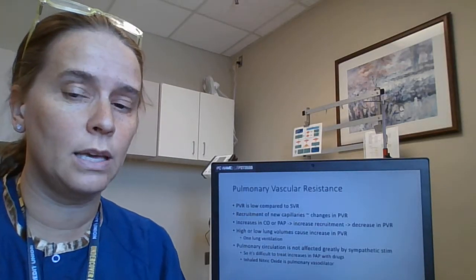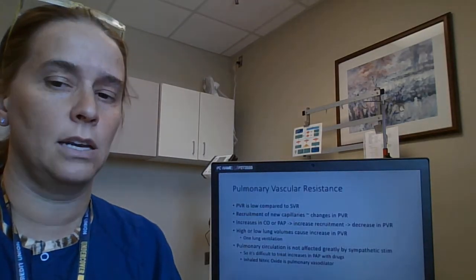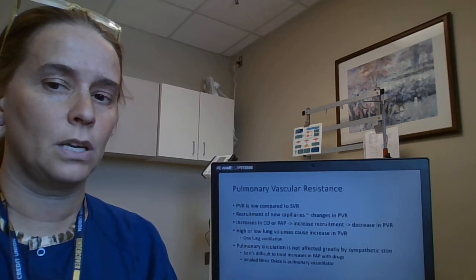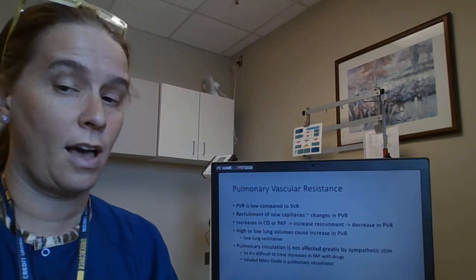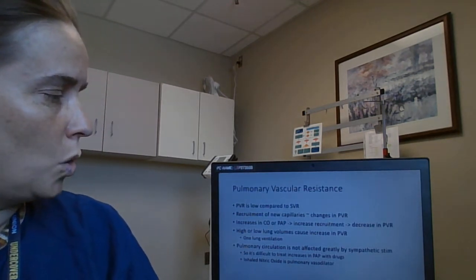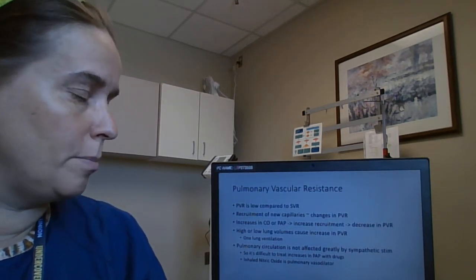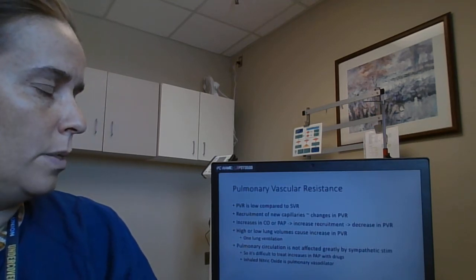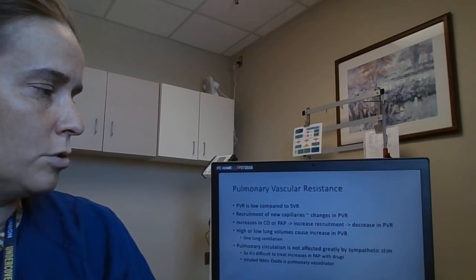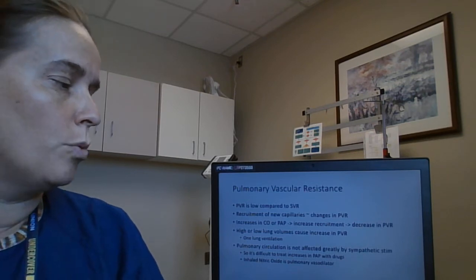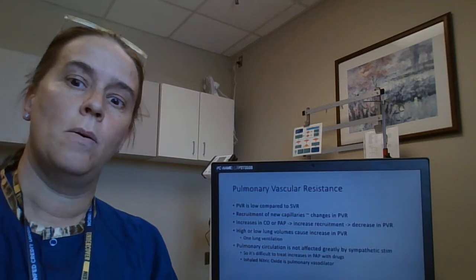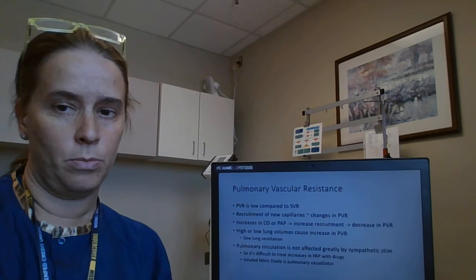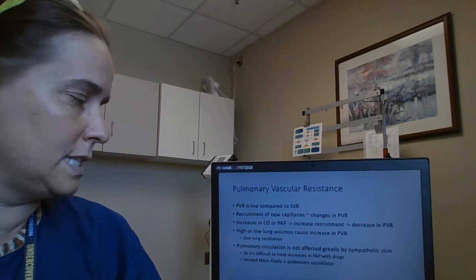So we're going to review that really quickly and go over some anesthetic scenarios that are really interesting to see this concept at work in real life, which is, I think, one of the best things about anesthesia. So again, you want to say pulmonary vascular resistance is low compared to systemic vascular resistance. And basically, when the pulmonary vascular resistance changes, it changes by recruiting new capillary beds. So they can either do more capillary beds to reduce the resistance or fewer capillary beds to increase the resistance. So that's how that works.